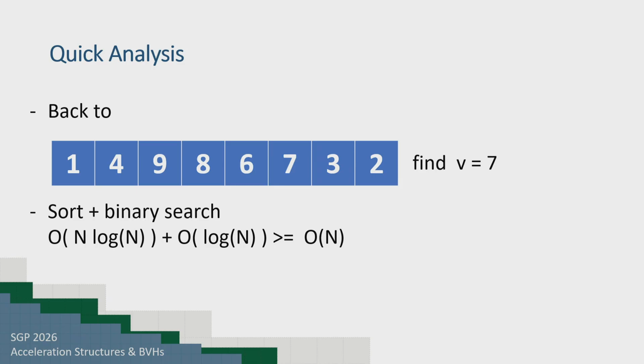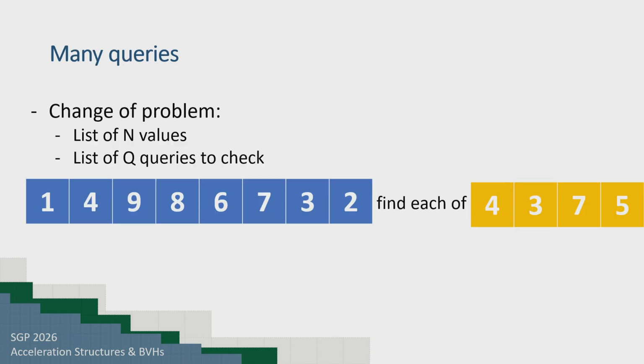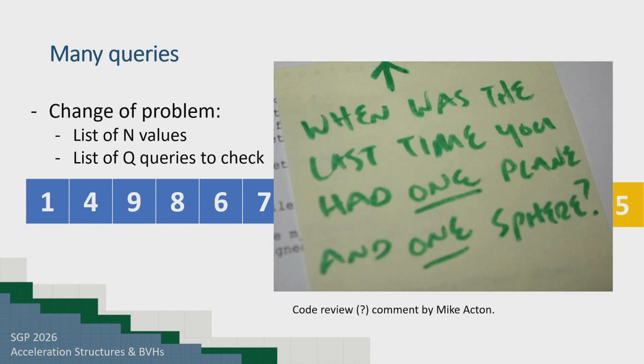And I'll now change the problem a little bit, maybe to a more representative case. So now we still have a list of n values, but instead of looking for one specific element, we now look for multiple elements, so Q queries. I would say that's fairly common.